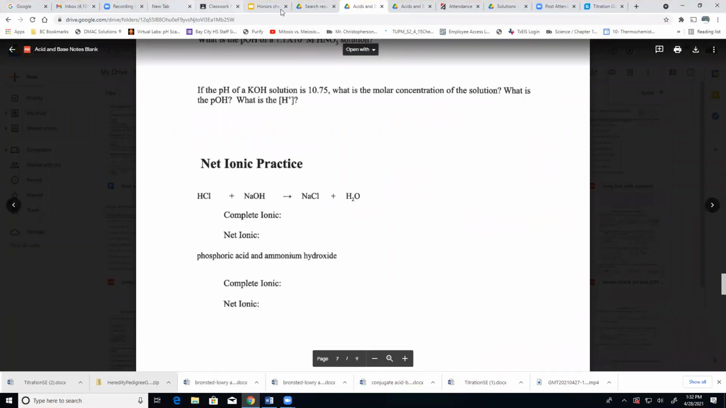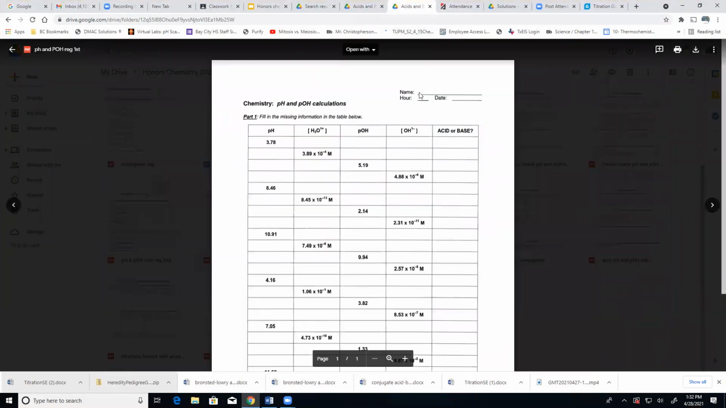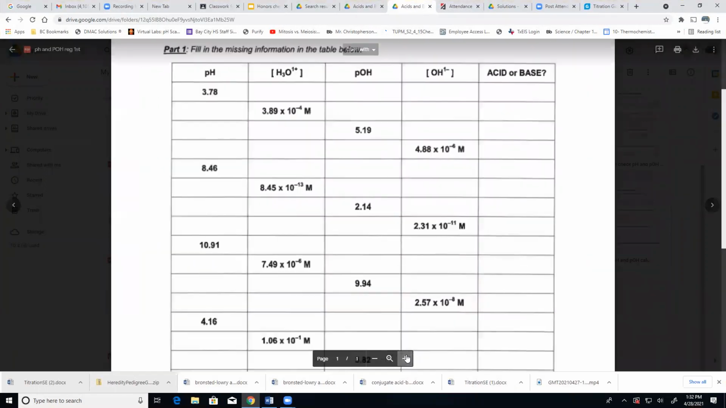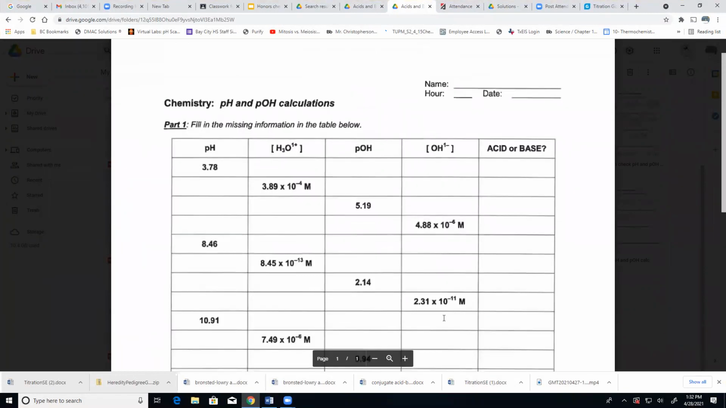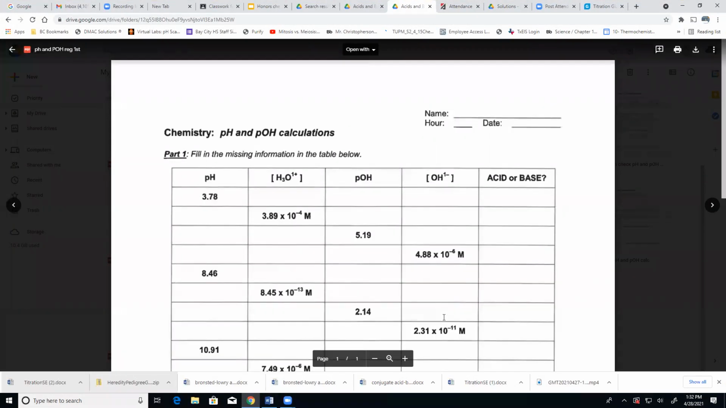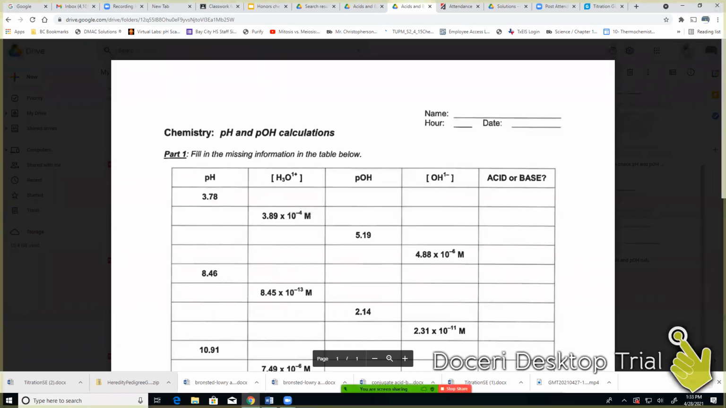All right, so let's look at your practice. The first page is just practicing using the different formulas. It's very straightforward. You don't have to read a word problem. So I don't know if you want to write down your formulas so you don't have to flip back and forth. I'm going to do that. So my H3O plus would be 10 to my negative pH.